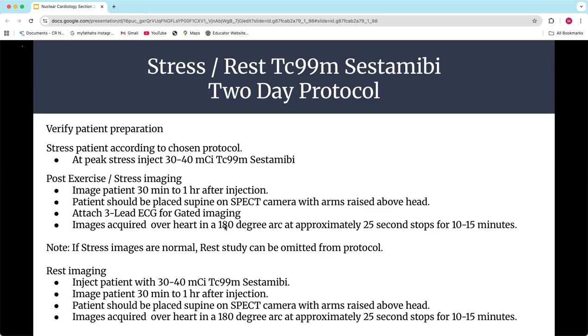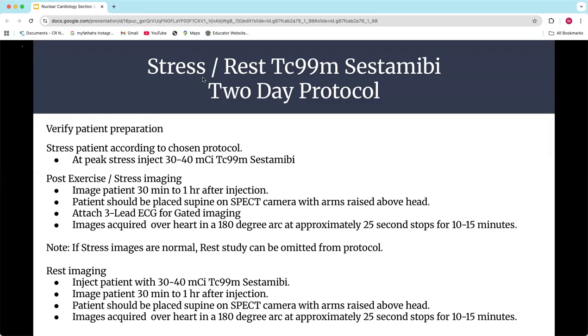We're going to image over the heart at a 180-degree arc in L mode, approximately 25 stops. Usually it takes about 10 to 15 minutes. Some of these are much lower now with your cameras. Our camera can do this in about 8 minutes, one of the ones we have. So again, don't be married to that, but you're going to acquire that SPECT.